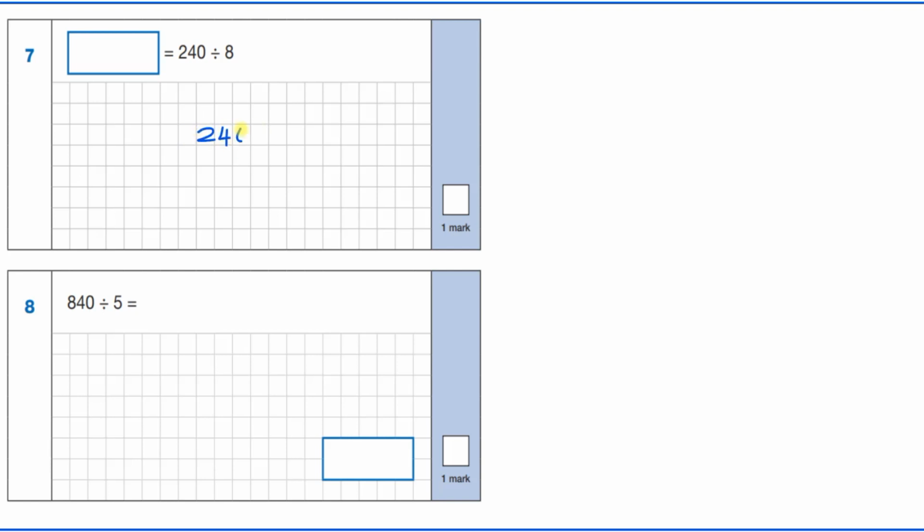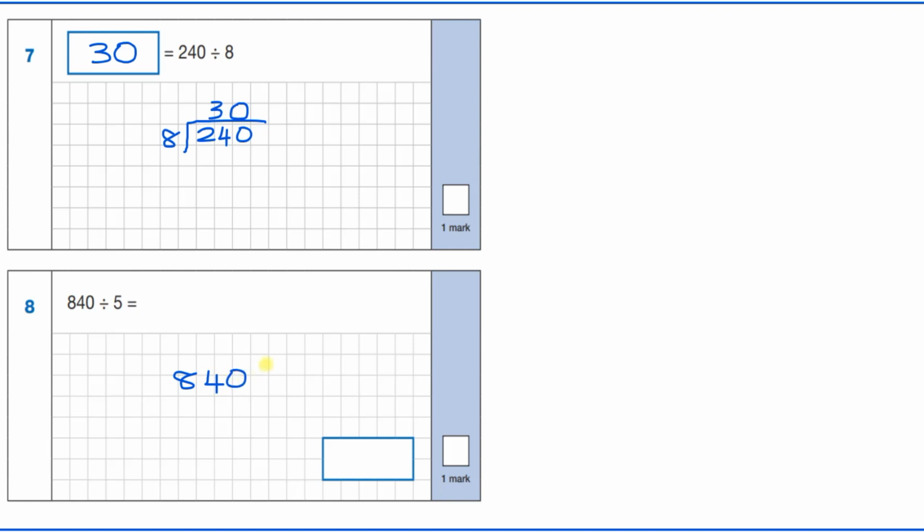240 divide by 8. You can do the bus stop method of division. 2 is a small number, so you need to take 24. 8 times 3 is 24. 8 times 0 is 0. So 30 is the correct answer.